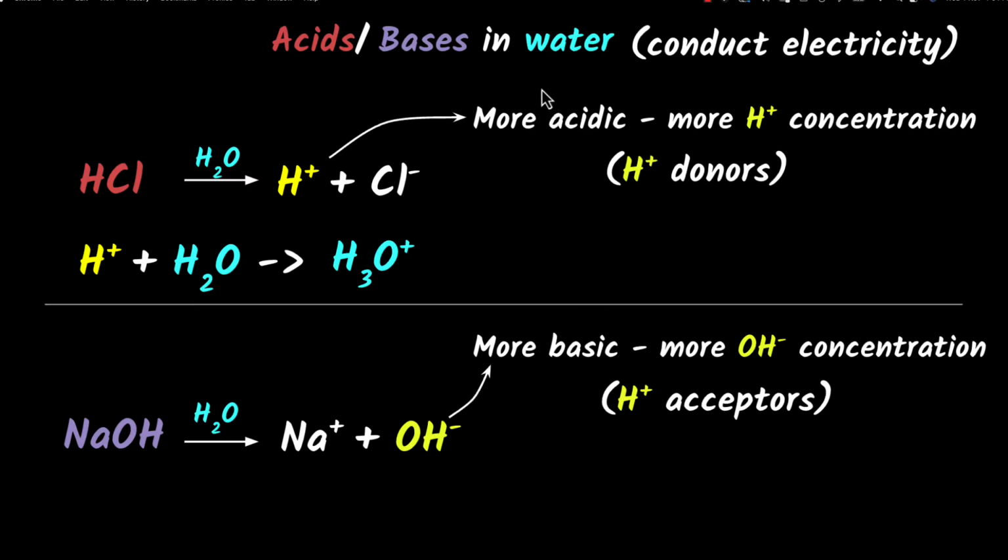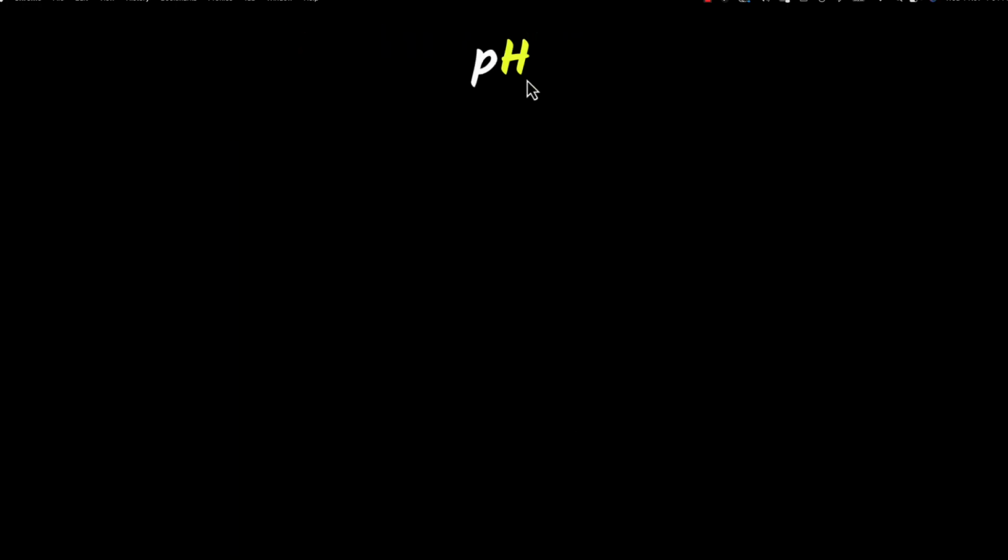Okay, but now we're going to have another question. How do we give a number to indicate how acidic or how basic a solution is? Well, that number is given by a new quantity called pH. Okay, what is pH exactly? You can think of pH as an indicator of H+ concentration in the solution.